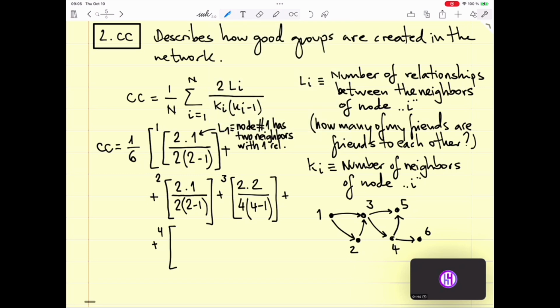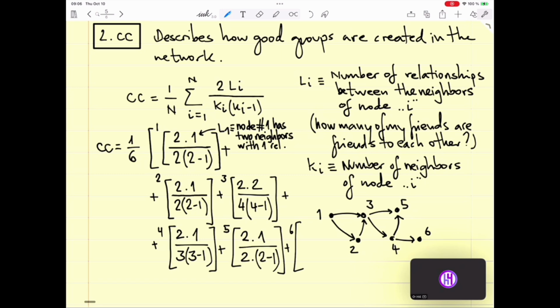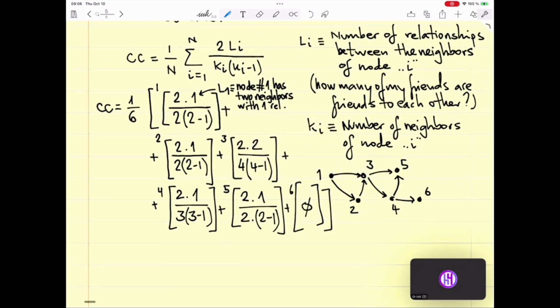Good. So for node number 4, I have 1, 2, and 3 neighbors. They have one relationship to each other. For node number 5, I have two neighbors, they have one relationship to each other. For node number 6, I have only one neighbor, and with one neighbor it's just nothing. Okay? So if you calculate this, which is again easy, you get the clustering coefficient of this network. Okay? Questions?